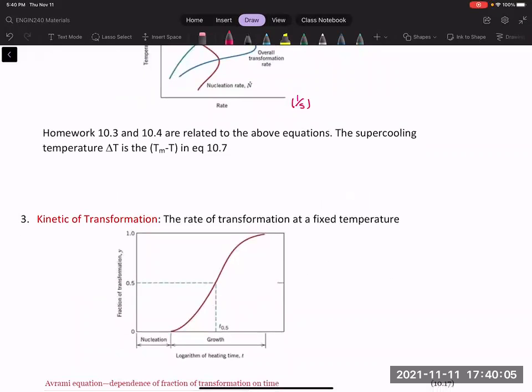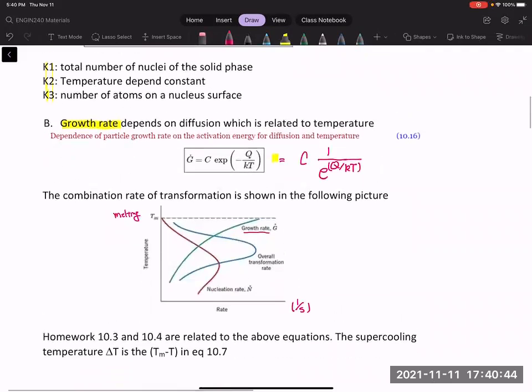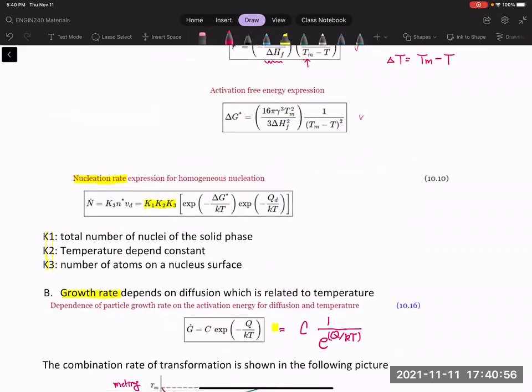Homework 10.3 and homework 10.4 relate to the above equation that we just mentioned. There's one question that says supercooling temperature. Supercooling means you cool the object below the melting temperature and look at how the transformation proceeds. The supercooling temperature is actually the delta T, so it is Tm minus T in equation 10.7. When a table shows you the delta T for different materials, make sure you understand that delta T is the difference of these two.